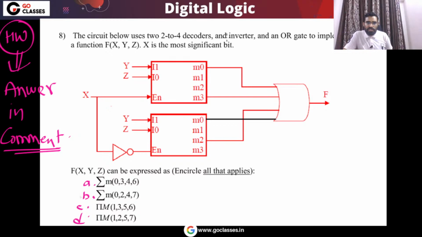In this question you can notice a decoder is given to you. This is a 2 by 4 decoder, this is a 2 by 4 decoder, and this is the OR gate, and this function f we have. The question is asking, what is this function f? So you solve this question. In the next session I will discuss it, but before that you solve this question and put your answer in the comment.